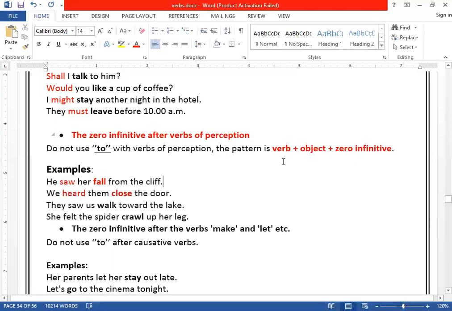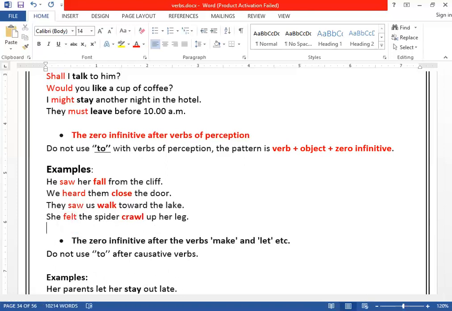Heard is the verb, them is the object, close is the bare infinitive. Like, they saw us walk. We will not say they saw us to walk. She felt the spider crawl. She felt is the verb of perception, spider is the noun object, and crawl is the bare infinitive.